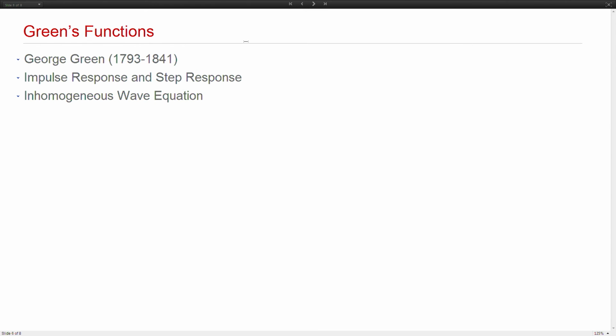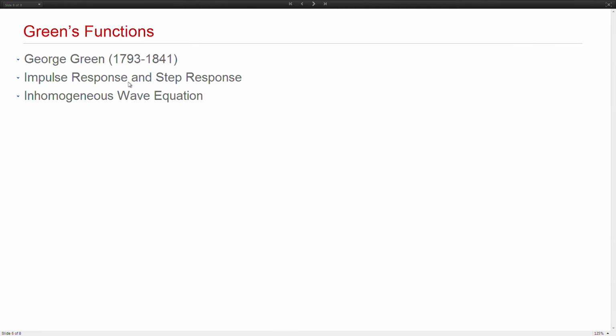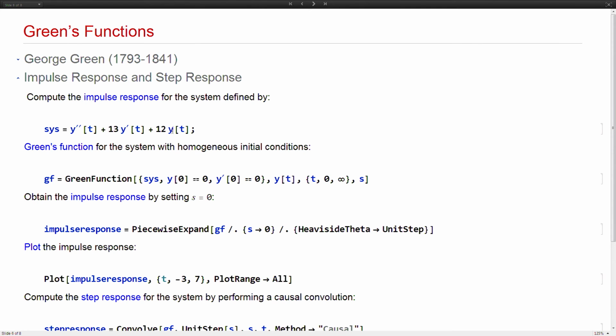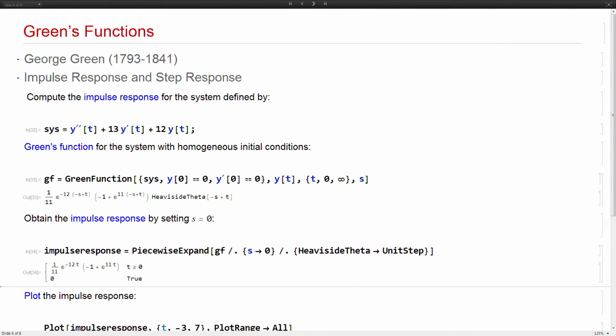Okay, good. So George Green was a baker basically, and he only had one year of schooling. And finally, in 1828, he wrote this wonderful paper which made him famous. Basically, the GreenFunction in Mathematica is an implementation of his ideas. So here is an example of an impulse response from GreenFunction over here. So you can get the impulse response straight away. And then you can convolve it with, let's say, a unit step to get the step response.